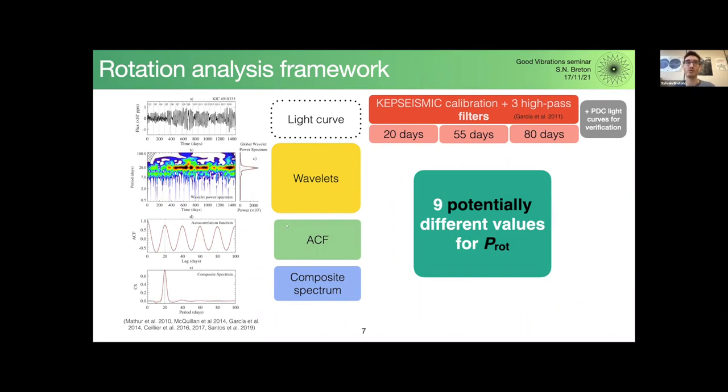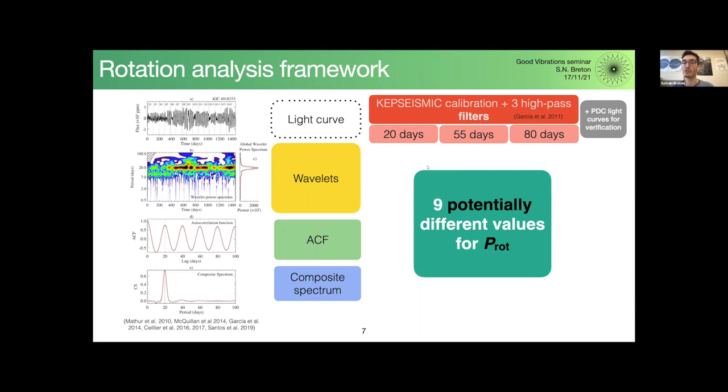The second method requires you to compute the autocorrelation function of the star. And if you multiply the global wavelet power spectrum with the autocorrelation function of the light curve, you can compute the composite spectrum, which has the advantage of increasing the amplitude of the signals that are present in both methods and decreasing the amplitude of the signals that are present in only one of the two methods. But this is not all.